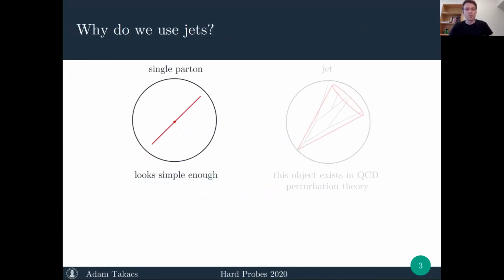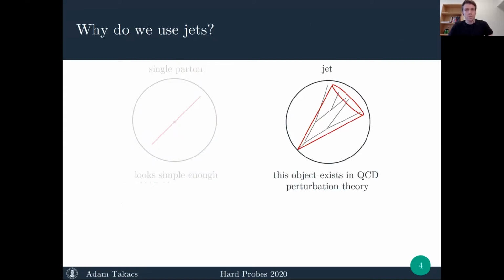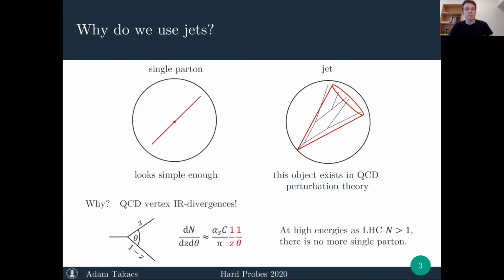But before I start, let's ask the following question. If a single parton seems already simple enough, then why do we need jets? The reason is that jets are more than multi-parton objects. If you would like to have analytic consistency and precision, one actually has to use jets. The easiest way to see this is by taking one simple QCD splitting. It will have two divergences. The soft, when one of the daughters has a small energy, and the collinear, when the daughters are actually parallel.